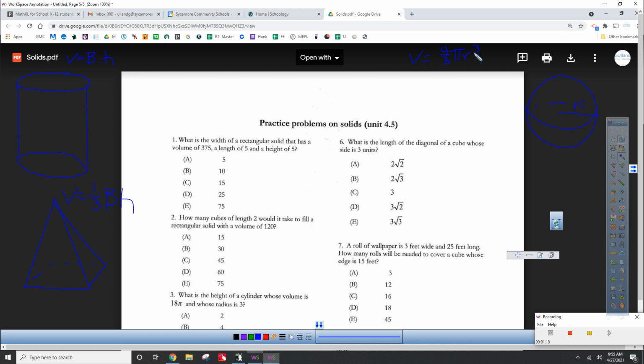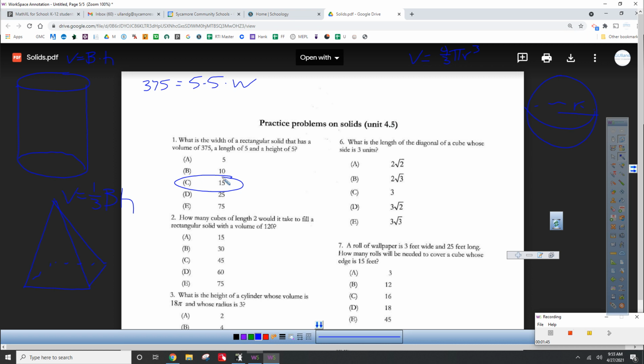It doesn't look like they're giving you any help on this. So here they give you the volume, the length, and the height, and then they ask for the width. So you would say 375 is 5 times 5 times W. Okay? So you divide each side by 25. And what do you get? 15.